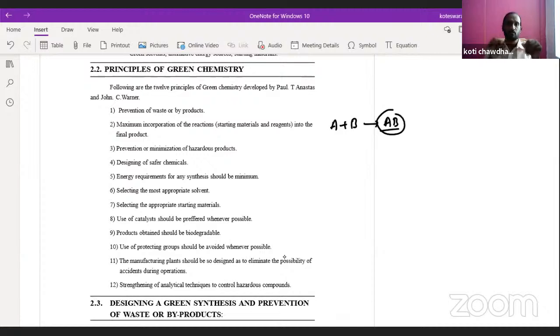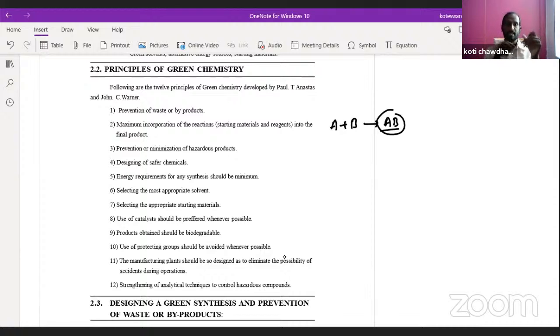Then the fourth one is design of safer chemicals. This is very important because whenever we design a synthesis, we start with environmentally safe chemicals, as well as chemicals safer for the chemist. After using safer chemicals in the synthesis, the resultant product is also safer. The product should be safe for the user, for those who are working with it, and it should not be hazardous to the environment. That means designing of safer chemicals.